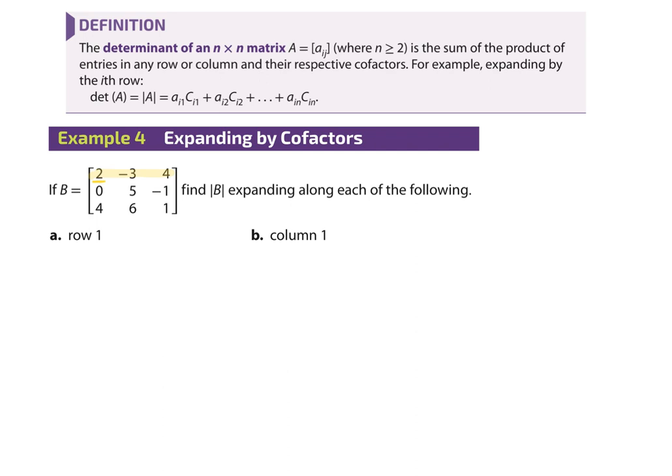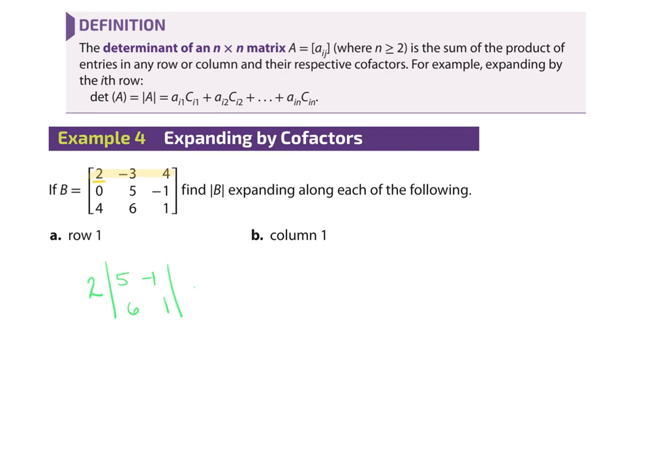It's in a positive position, so this isn't going to change. It's going to be a 2. And I will multiply it by the 2 by 2 determinant that is left when I ignore the row and the column that 2 is in. The 2 by 2 that's left is 5, -1, 6, 1. So I have 5, -1, 6, 1. That's my first one.